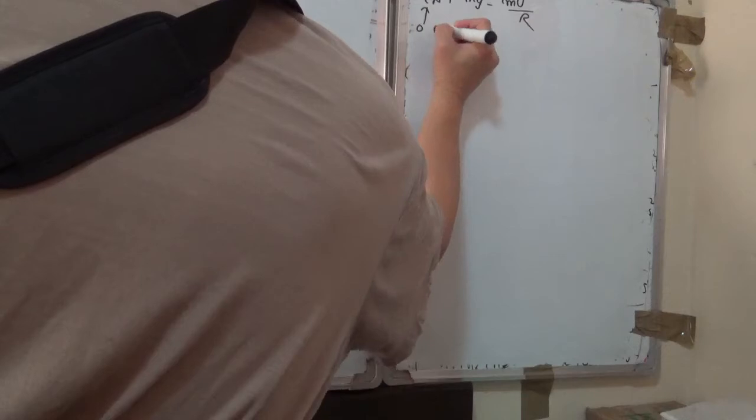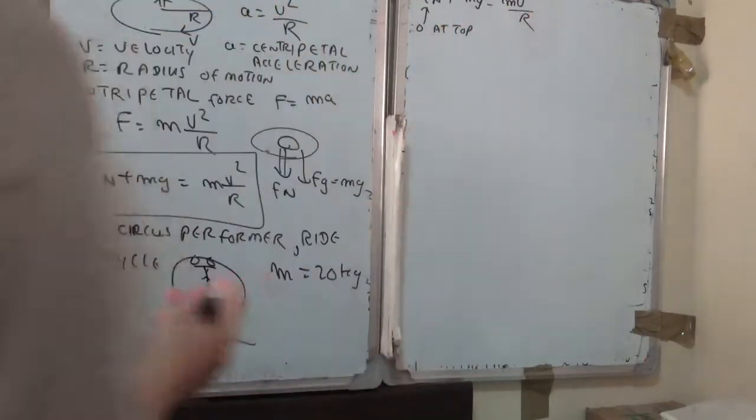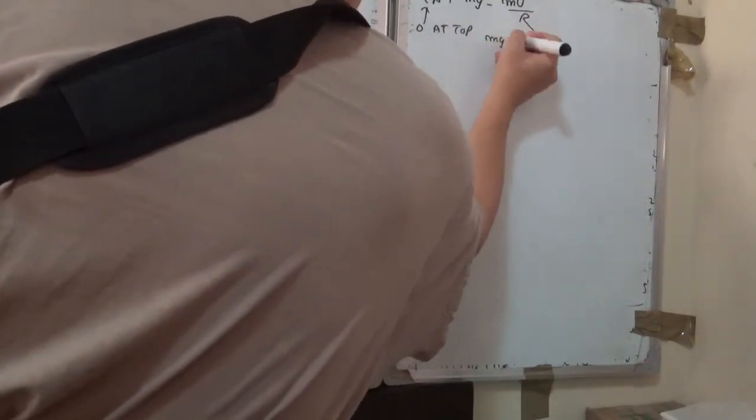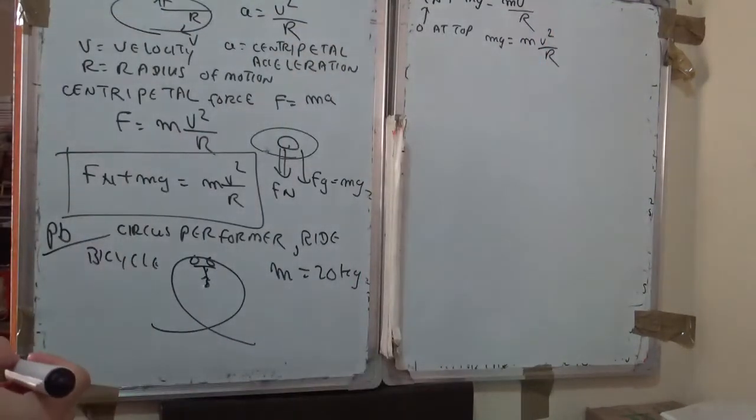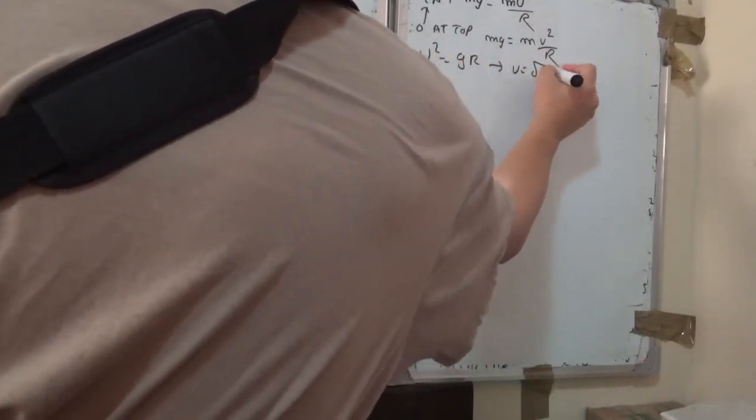0 at the top. Now, mg and v squared by r then here. That will be mg and v squared by r. Look at that, it looks like v squared is gr then here, and v is the square root of gr then here.